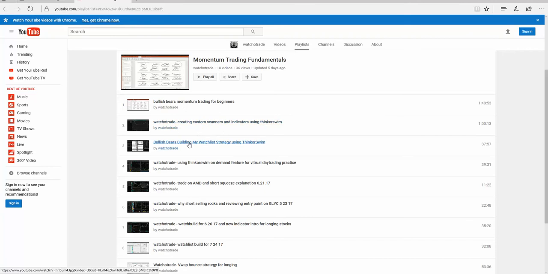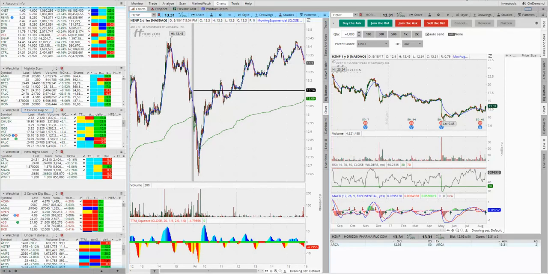And then you have how I build my watch list, and how to use the on-demand feature. Thinkorswim has this on-demand feature right here, so you can use this to go over trades from previous days, and simulate trades. It's awesome. It's all free too. You don't need to have money in a Thinkorswim account to open it up. You can just open one up for free, and they'll let you use this for free. It's pretty remarkable.